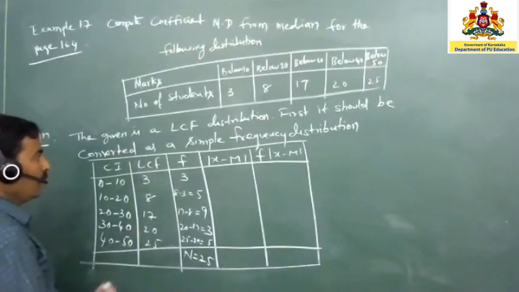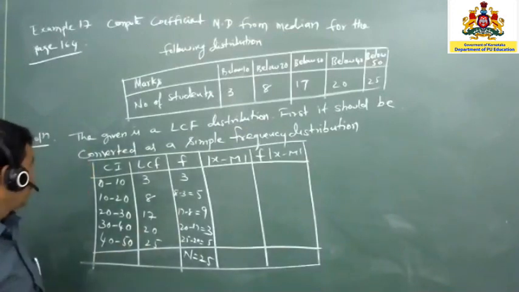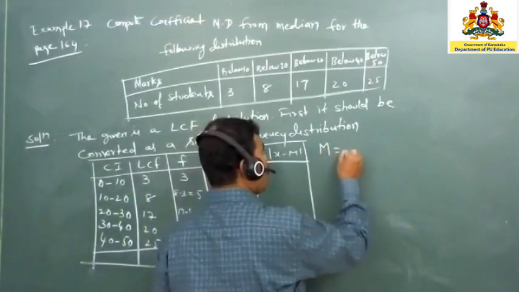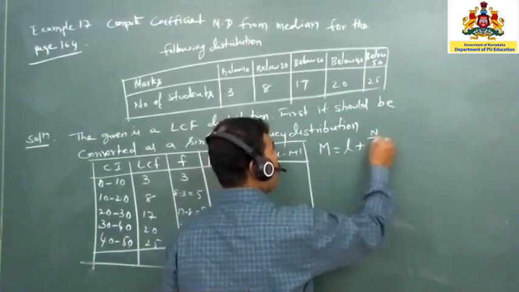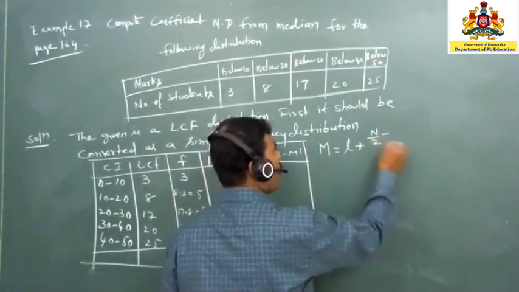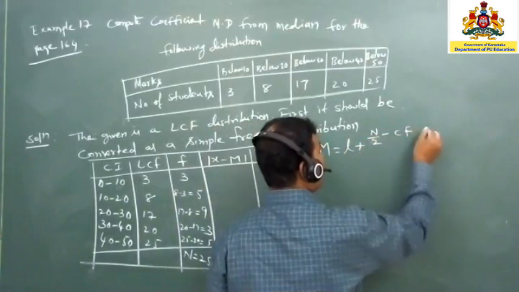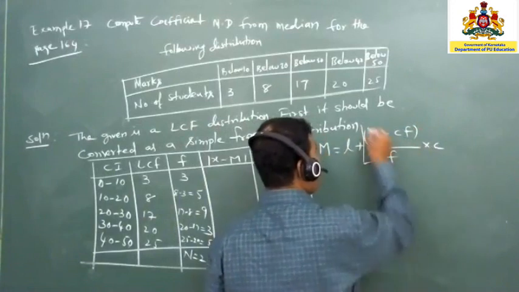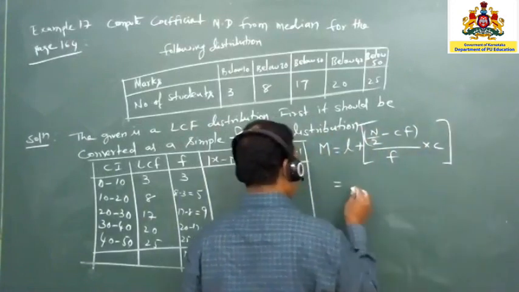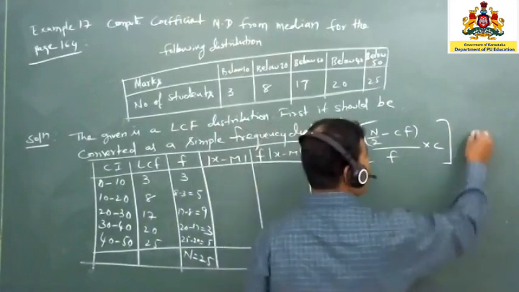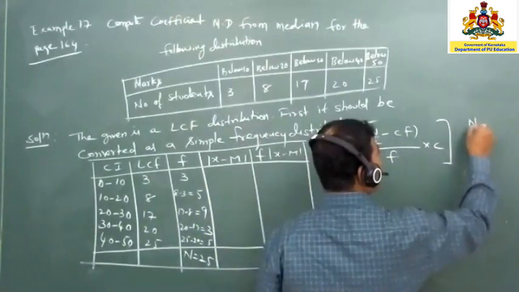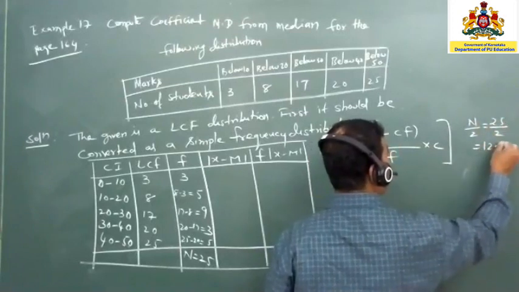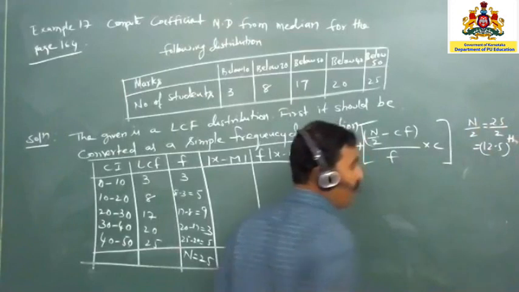Then you go for the median calculation. In case of continuous data, how to find the median? Median M equals L plus (N by 2 minus CF) by F into C. So first find the factor N by 2. N by 2 is 25 by 2, equal to 12.5. The 12.5th observation will be the median.